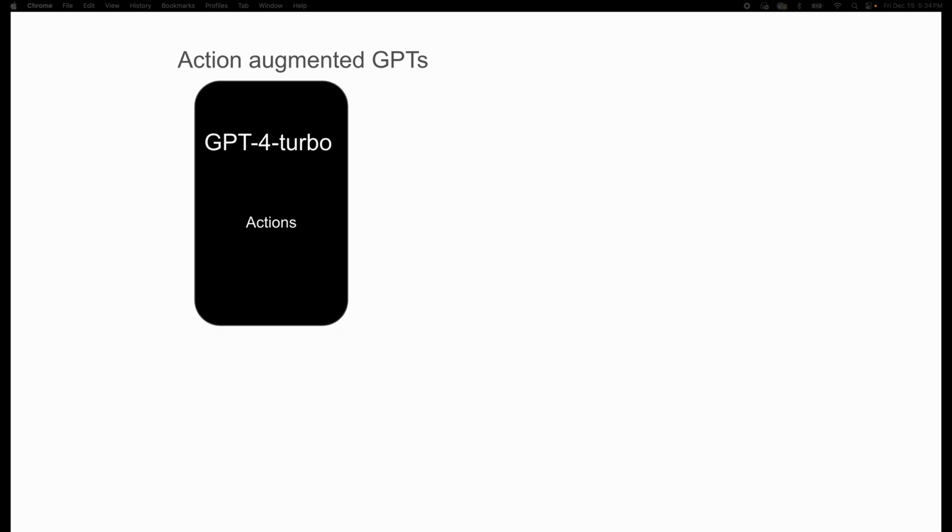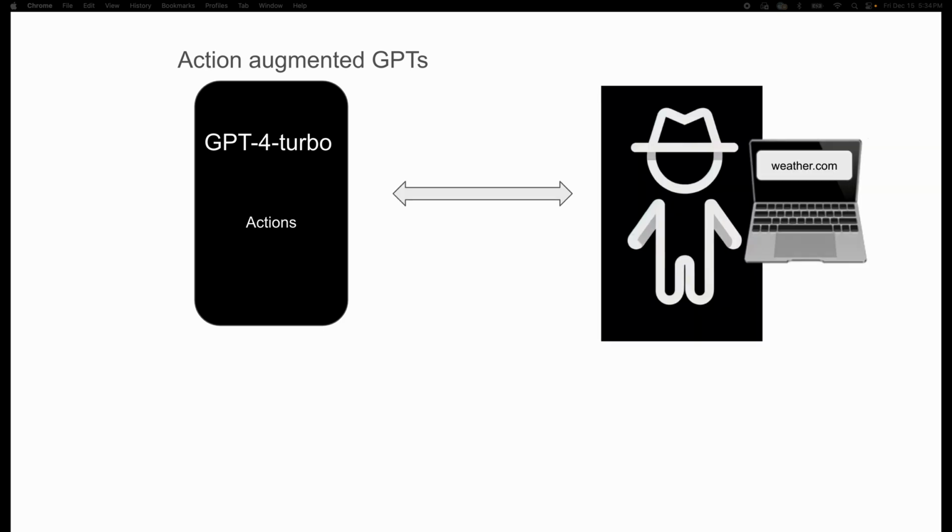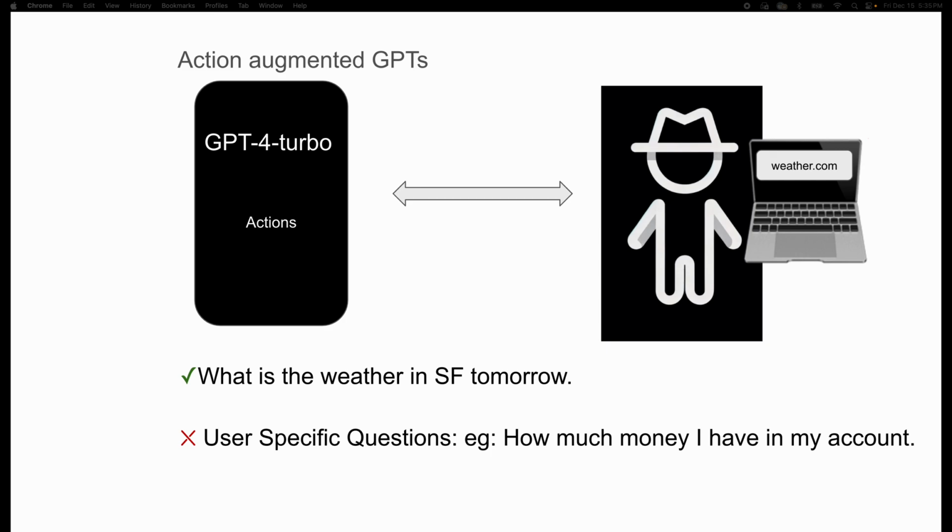So to address this, we can create GPTs by augmenting the base model with actions. Actions are APIs with specifications of when and how to invoke them. So consider it similar to a human having access to the weather.com website. Now if I ask the question, what is the weather in San Francisco tomorrow, it will be able to answer. But what if I ask a user specific question? For example, how much money do I have in my account? Then this kind of GPT will not be able to handle it.